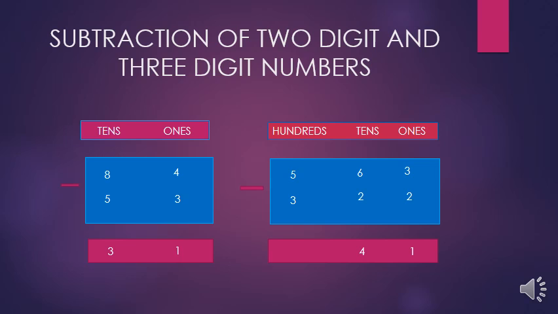6 minus 2: hold 6 fingers, minus 2, it remains 4. 5 minus 3: hold 5 fingers, close 3 fingers, and 2 remain. Very good.